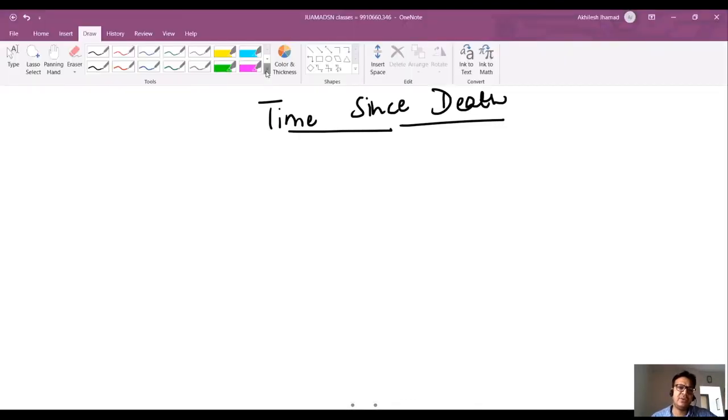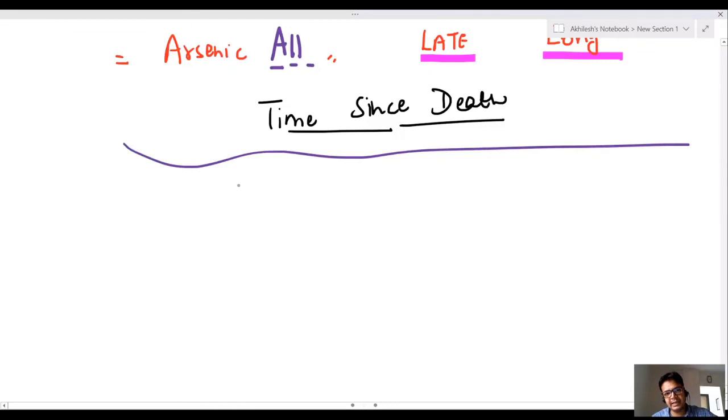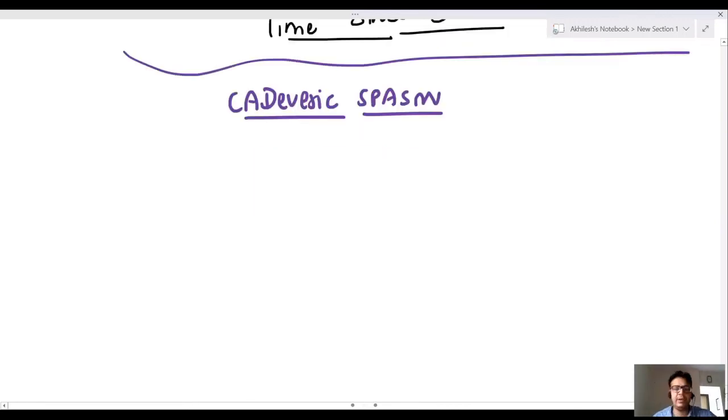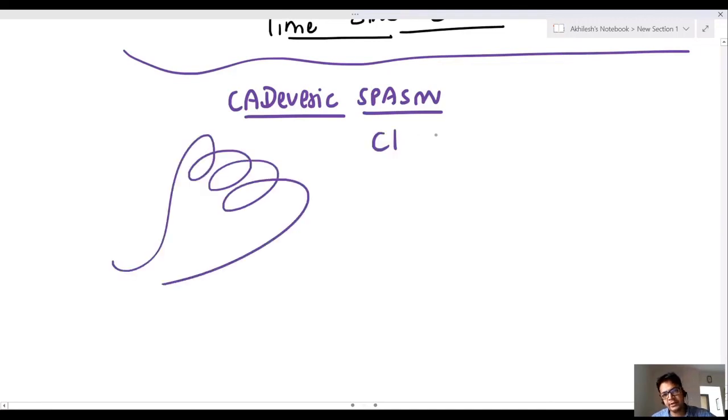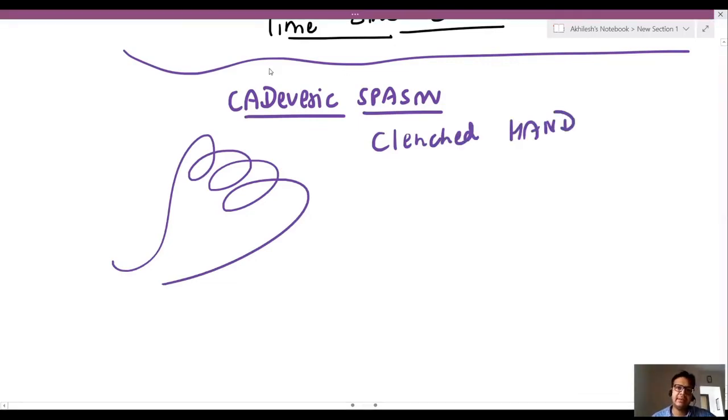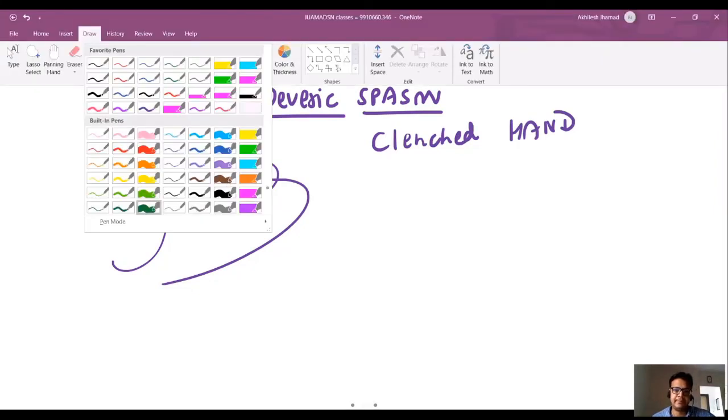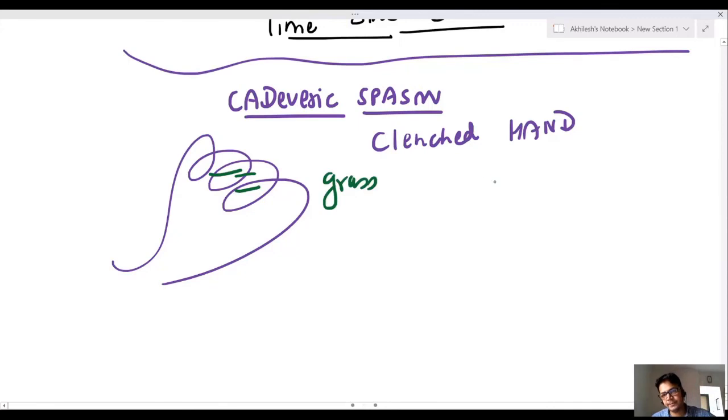This is rigor mortis. But yesterday I discussed one thing in drowning, that is cadaveric spasm. What is cadaveric spasm? In drowning I discussed clenched hand with some grass particles, and this suggests antemortem drowning. Now, how is this stiffening differentiated from rigor mortis?